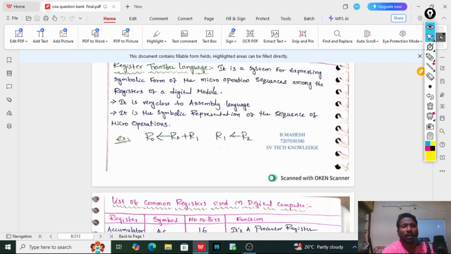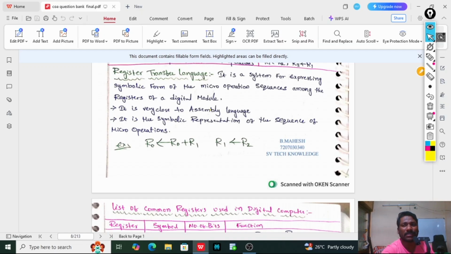I am going to define what a register transfer language is. It is a system for expressing, in symbolic form, the micro operation sequences among the registers of a digital module. In simple terms, whatever you want to do in our computer, you have to do in the form of micro operations. That sequence of micro operations, if shown in a symbolic manner, is called register transfer language.